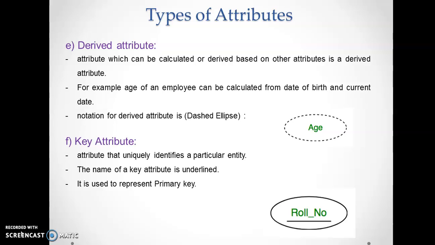Then the next type of attribute is the key attribute. This is the attribute which uniquely identifies any particular entity. It can be any column which can be used for unique identification. The name of the key attribute is underlined. This key attribute is basically used for representing the primary key of any database table. In this example, roll number is taken as a key attribute, as roll number can be used for unique identification of the student.